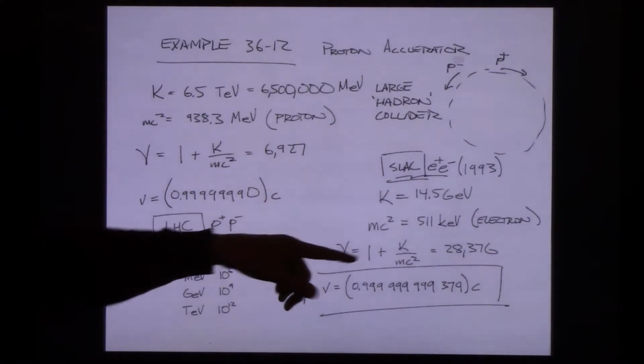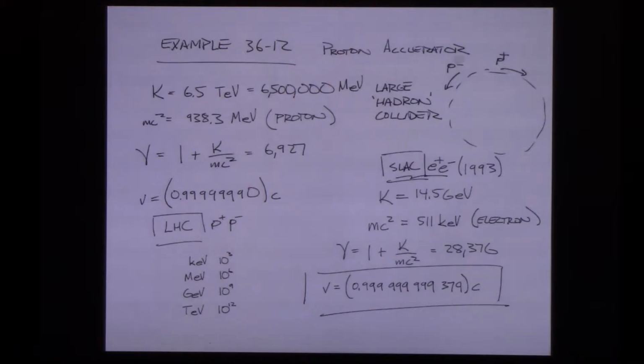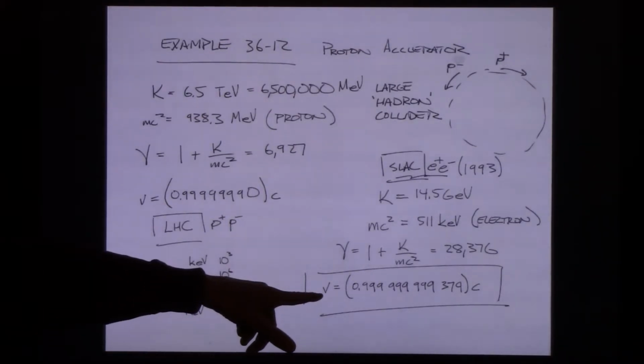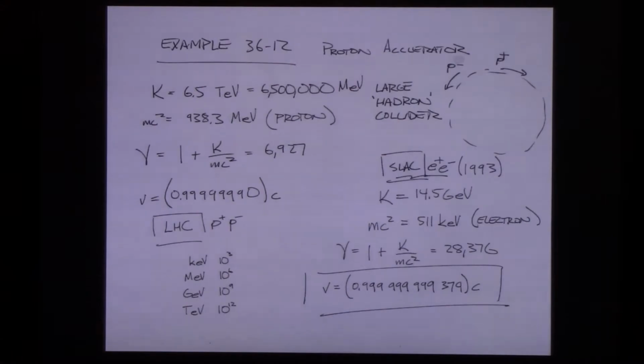Our gamma factors were 28,376. And when you calculate the speed of those electrons, it was 0.99999999379 times c. So to measurable speeds, that's essentially c, right? That is how fast those electrons were going. Anyway, just an example that brings in some accelerator technology and gives you an idea of how much energy and how fast these particles are.